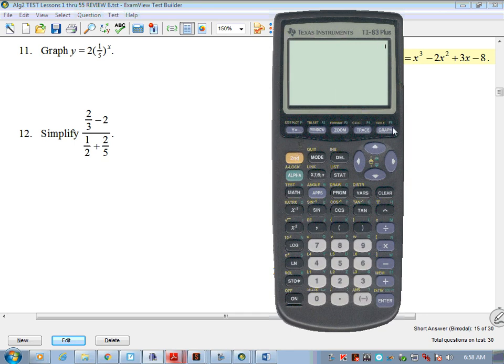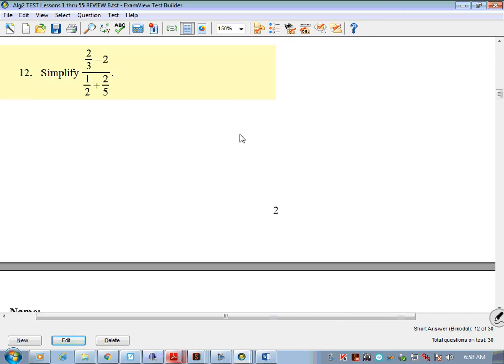Then I'm going to hit second graph, and I'm going to do a table of values, probably from -1 down to 3. So I would graph those 4 or 5 points. And that's all I would want for question number 11. Coming down to question number 12. Question number 12 comes from lesson 48, understanding complex fractions.